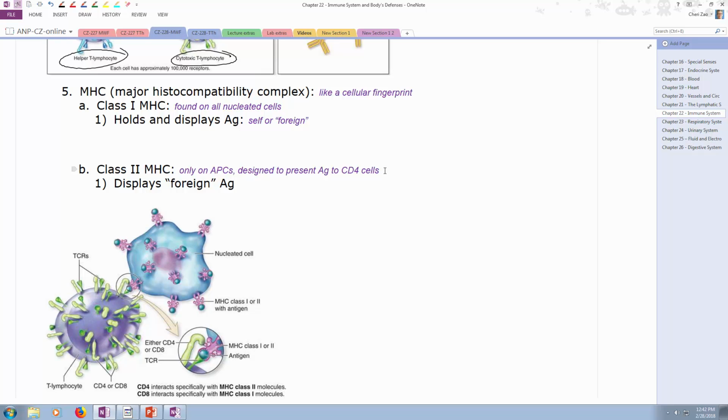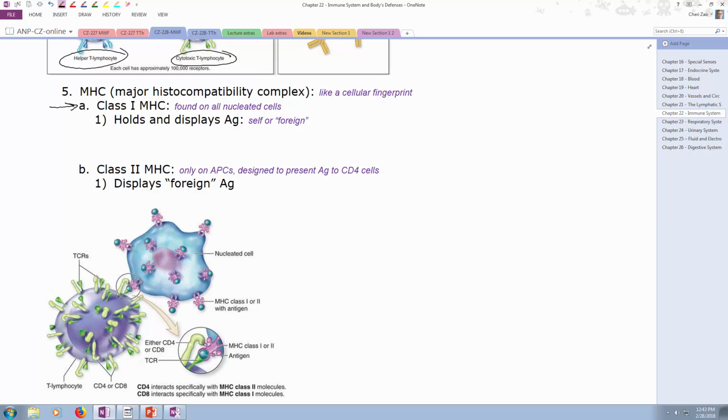So we call MHC very similar to a cellular fingerprint. There are two classes of MHC that are super important. Class 1 is found on all nucleated cells. So what cell doesn't have class 1 MHC? Red blood cells, absolutely. Red blood cells don't have MHC 1, but they do have agglutinogens on their surface, which we recognize and react to. Class 1 MHC is found on all nucleated cells, and I liken the MHC 1 receptor area on the surface of any cell, a white blood cell, a kidney cell, a liver cell, a skin cell, to the receptor for a flagpole. It's designed to hold something there.